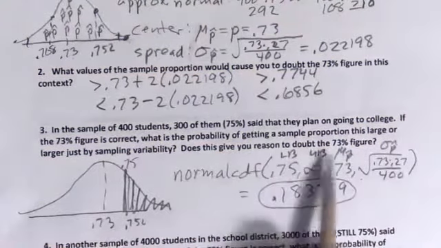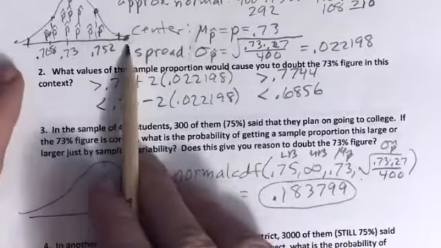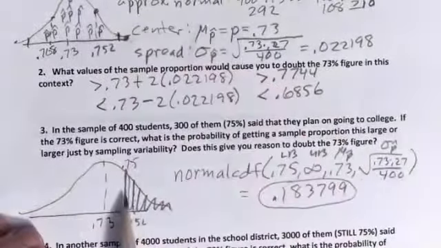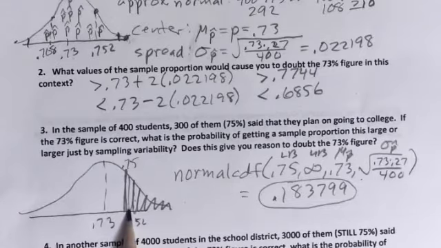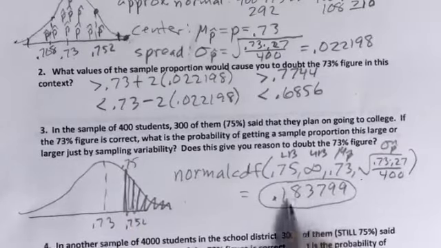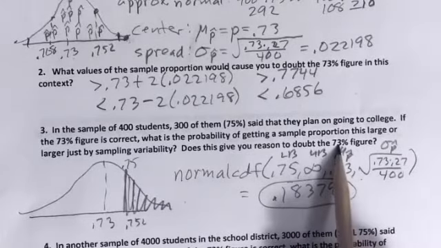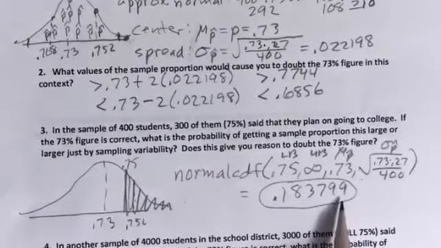Okay. Does this give us reason to doubt the 73% figure? And like I just said, anything way out on the tail out here will cause us to doubt it. But this is certainly not way out on the tail. So we wouldn't have reason to doubt the 73% figure. It's very plausible that the difference between 0.73 and 0.75 is due to sampling variability, just random chance. And what this number is, is the probability that, assuming the 73% figure is correct, we're going to get a value this big or bigger. And that's a pretty decent percent chance.